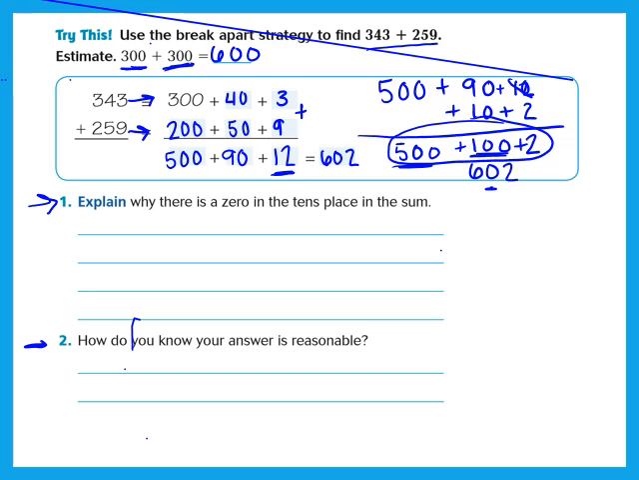How can I tell if my answer is reasonable? Well, let's go back and look at my estimate before I started doing the math. I had 600 as my estimate. Remember, an estimate is a number that's close to the exact amount. I don't know about you, but I would say that 600 is very close to my exact answer of 602. So I know that 602 was a reasonable answer.